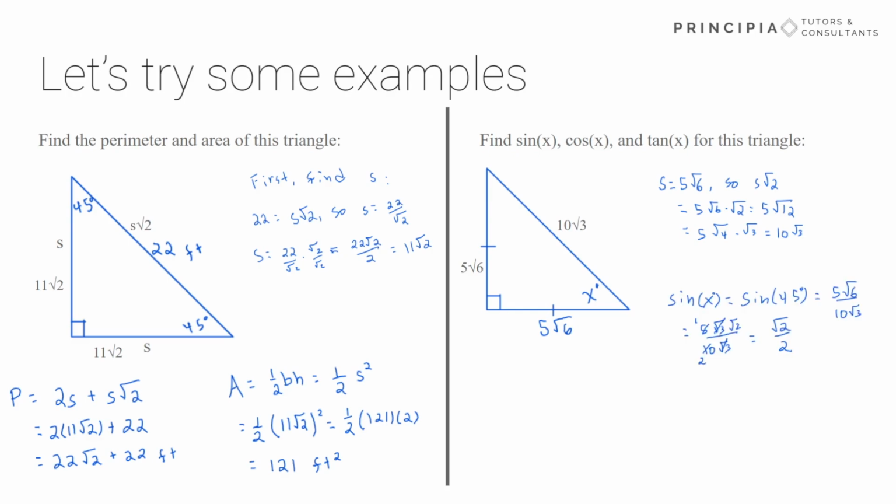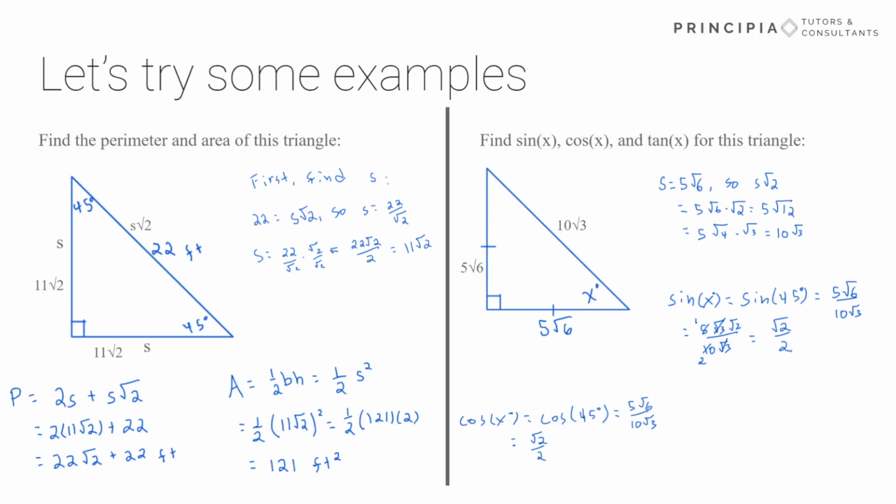All right, now if we want to find the sine, just remember it's the sine of this x. We've confirmed it's a 45, 45, 90-degree triangle. And so the sine of 45 is opposite over hypotenuse, 5 root 6 over 10 root 3, making sure we resolve our radicals in the denominator, and it'll come out to square root of 2 over 2.